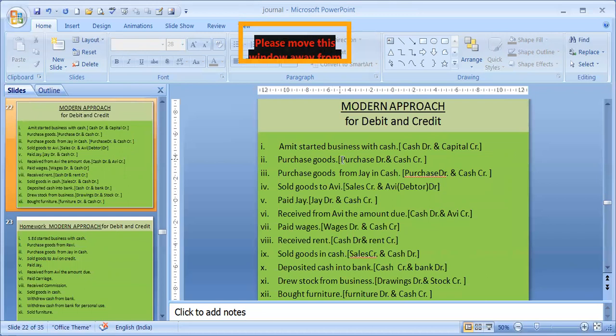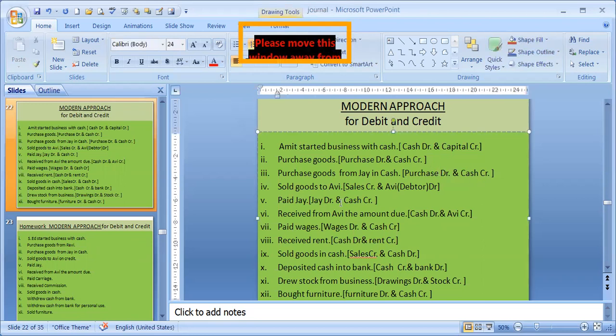Purchased goods. So goods is coming, asset is increasing, so purchase debit. Or you can say expense increasing, that also debit. And cash, asset reducing, asset whenever reduces, credit. Just remember, asset reduces credit, asset increases debit. Purchase goods from J in cash. It's almost the same. Purchase debit and cash credit. Purchase debit because expense increases and cash credit because cash is decreasing and asset is decreasing.